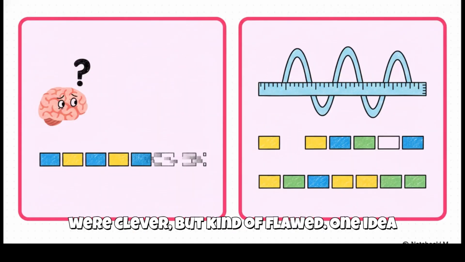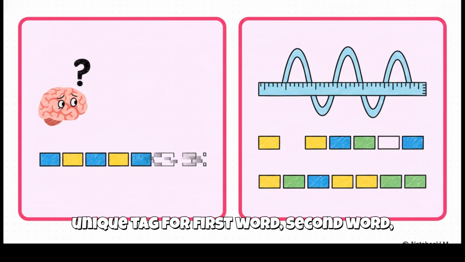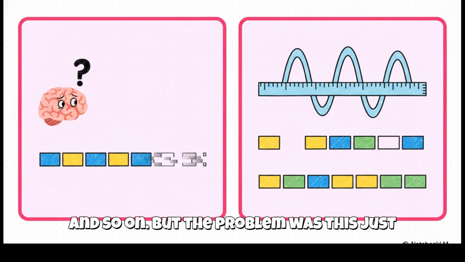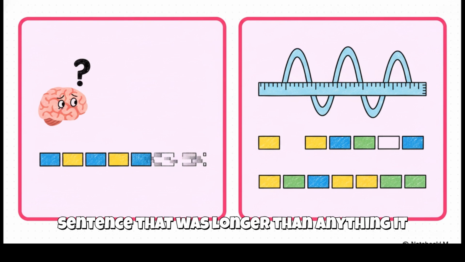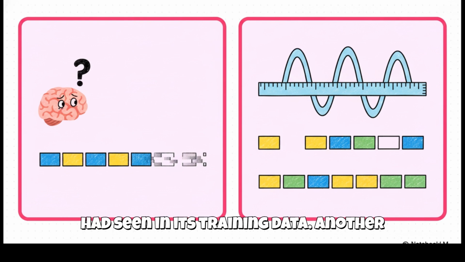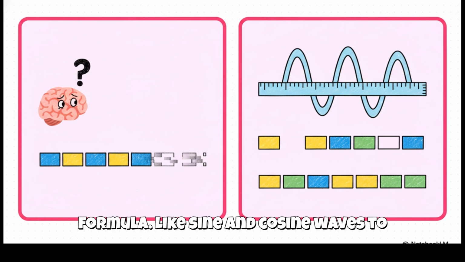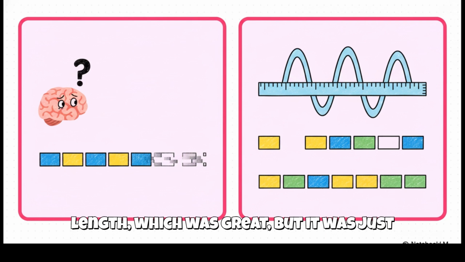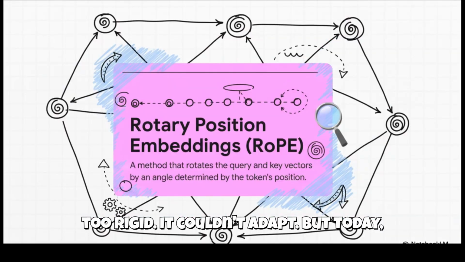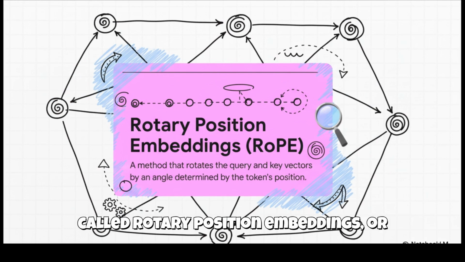Well, the first attempts were clever, but kind of flawed. One idea was to have the model actually learn a unique tag for first word, second word, and so on. But the problem was, this just completely broke down if it saw a sentence that was longer than anything it had seen in its training data. Another approach used a fixed mathematical formula, like sine and cosine waves, to encode the position. This worked for any length, which was great, but it was just too rigid. It couldn't adapt. But today, the most elegant solution is something called Rotary Position Embeddings, or RoPE.